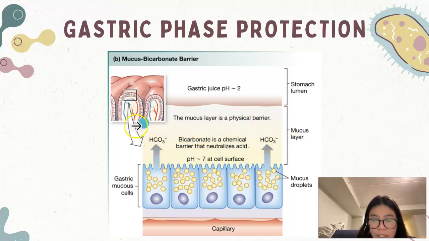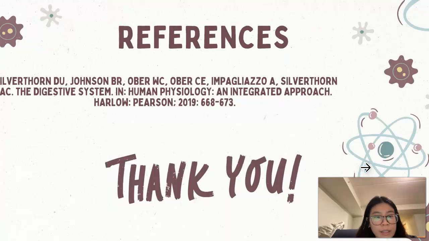We have the thick mucus layer, which represents the physical barrier, and if gastric juices happen to leak through because of a thin mucus layer, then bicarbonate comes out and neutralizes dangerous pH levels of the acid into something neutral. And if both systems fail, then we may be susceptible to ulcers. Okay, this wraps up our consideration of the gastric phase, and here is my reference. Thank you.